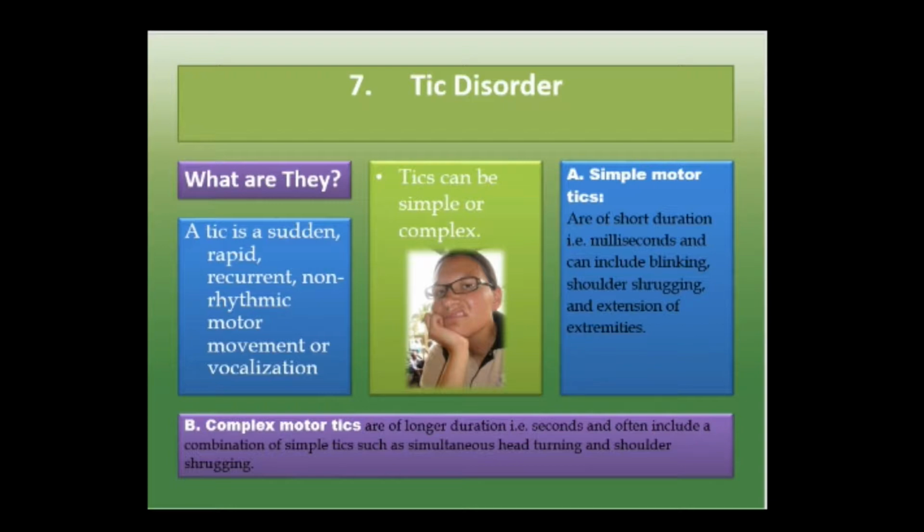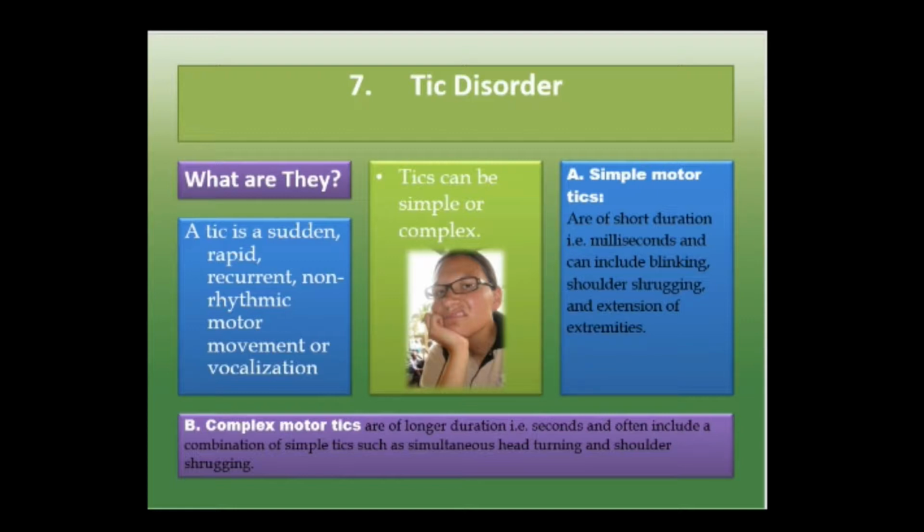Tics occur in two major groups. You can have simple tics or complex tics. When we talk about simple tics, we are talking of those sudden, recurring, non-rhythmic motor movements or vocalizations that have a very short duration. They only last milliseconds. This can include things like quick blinking, shoulder shrugging, extension of extremities.